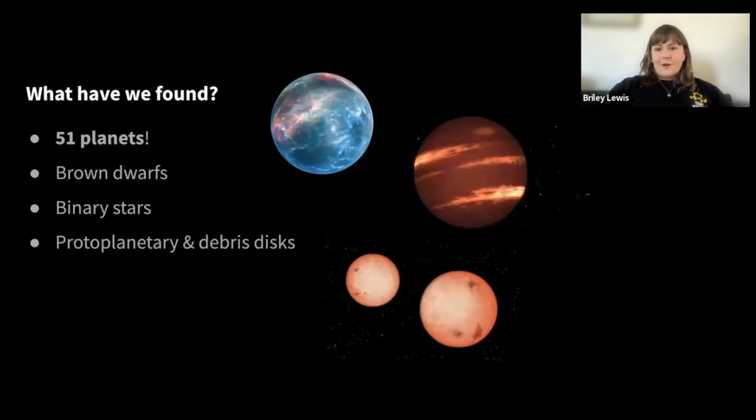So what have we found so far? We found 51 planets. I think this number has actually gone up to 52 or 53, but there's a little debate. It's around 50. We've also found some brown dwarfs, which I'll talk about what those are in a second. Some binary stars, so two stars orbiting each other, and then a lot of protoplanetary and debris disks, so the disks of gas and dust that are making planets.